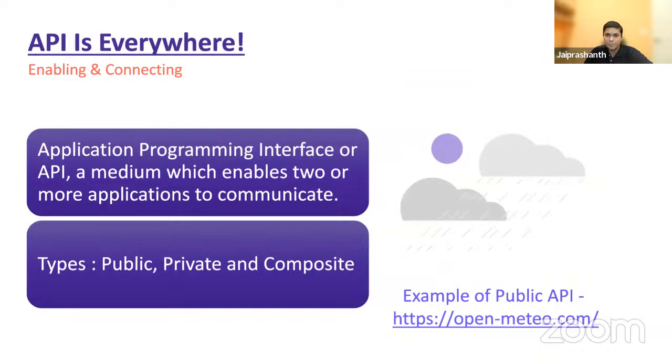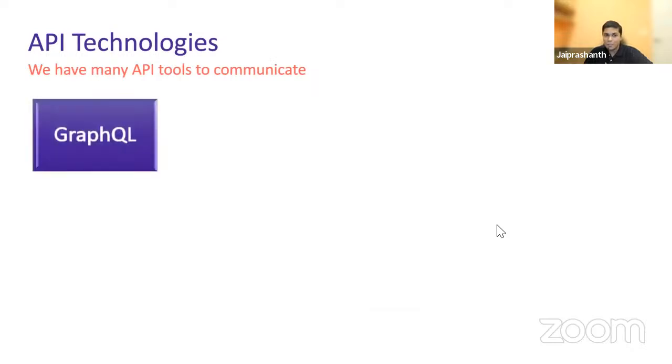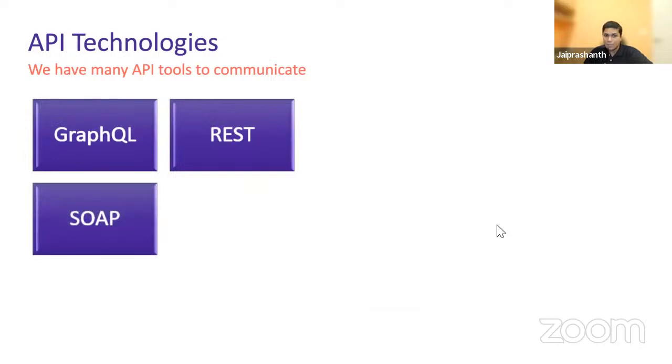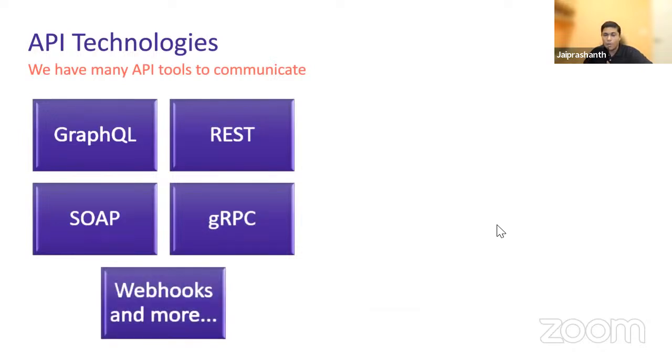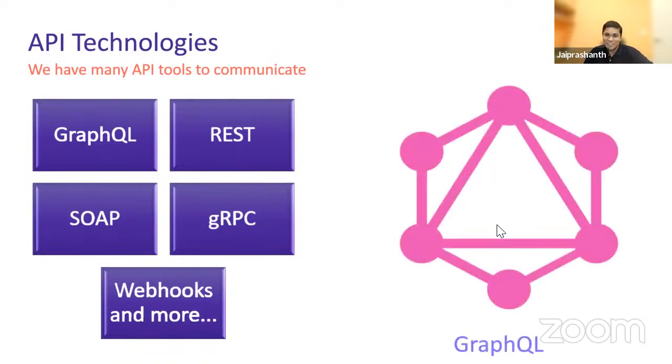What are the other types of technology? I did mention GraphQL and REST. There are actually a few types that are already present today, for example SOAP, gRPC, webhooks and more. I think it's about time we get into the real topic of today. No, actually it's not SOAP, but GraphQL.